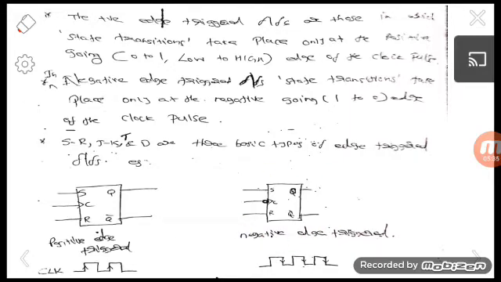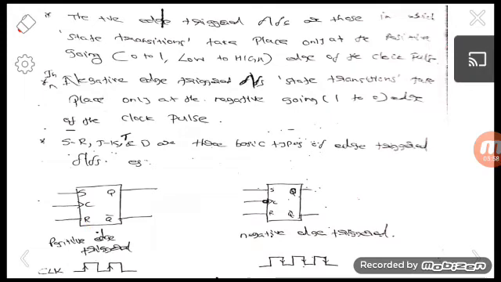Both the positive and negative edge triggered flip-flops are represented like this. This is an SR flip-flop, just an example, and we will discuss it later. Normally four types of flip-flops will be learned in this module: SR, JK, T and D.